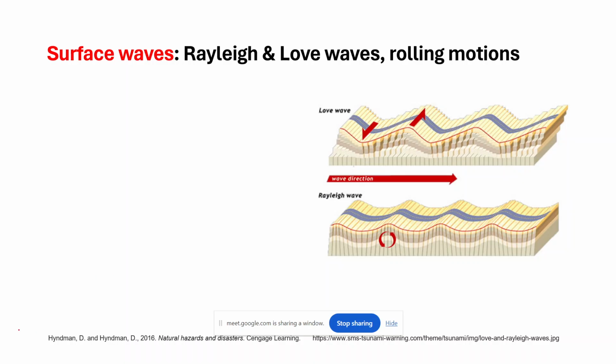I have put the reference over here, the textbook that I had taken this picture from. If you need further explanation, you can go through this. This is Natural Hazards and Disasters by Hyndman, 2016.